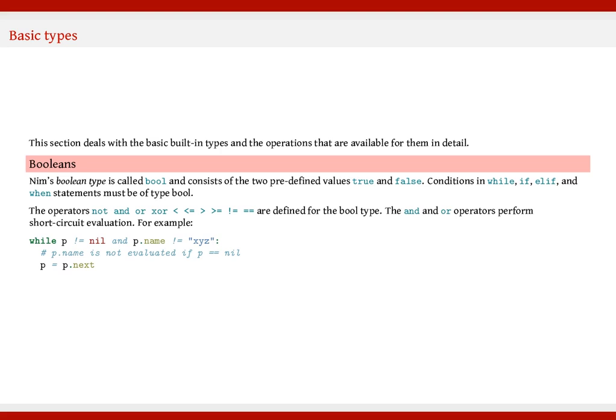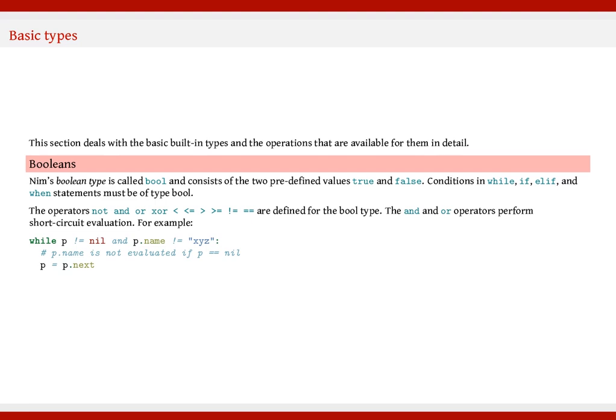Basic types. This section deals with the basic built-in types, and the operations that are available for them in detail. Booleans. Nim's Boolean type is called bool, and consists of the two predefined values true and false. Conditions in while, if, elif, and when statements must be of type bool. The operators not, and, or, xor, <, <=, >, >=, !=, == are defined for the bool type. The and and or operators perform short-circuit evaluation.